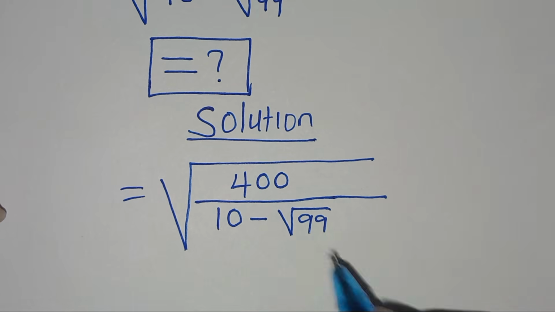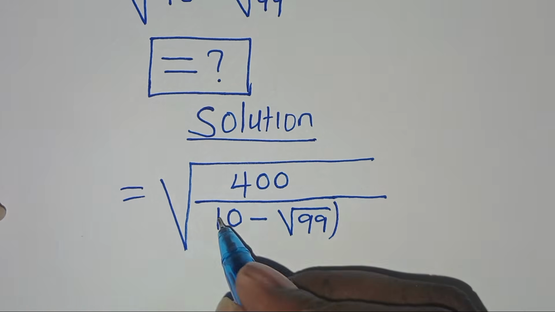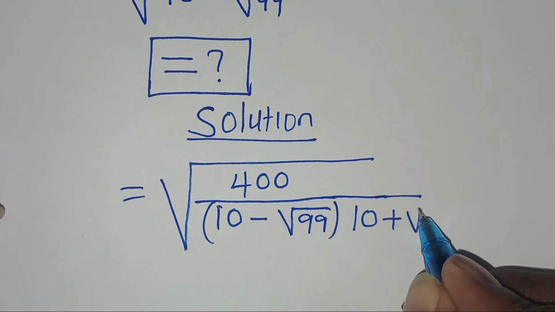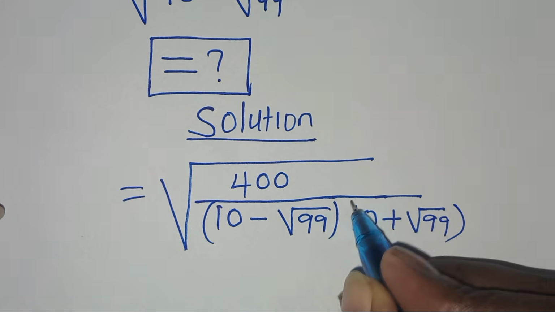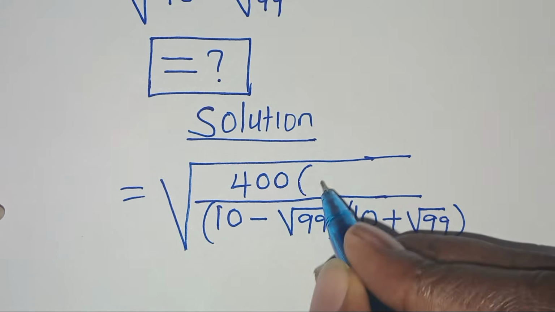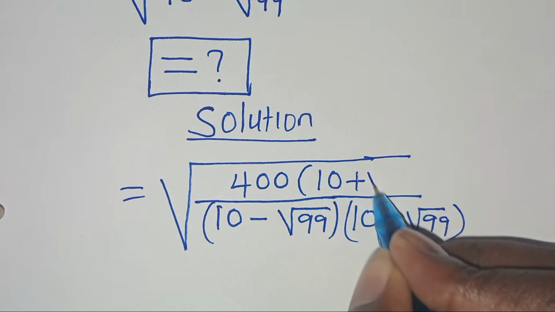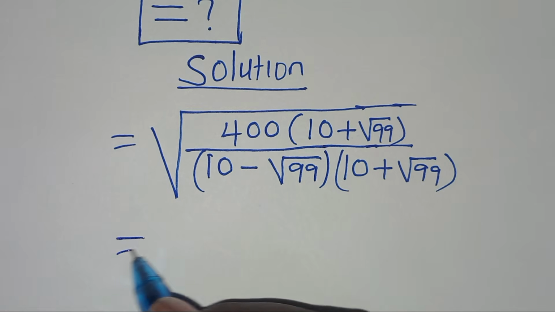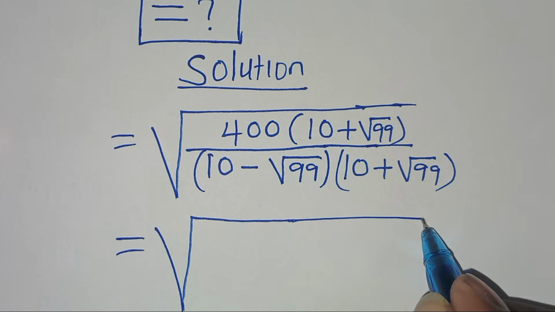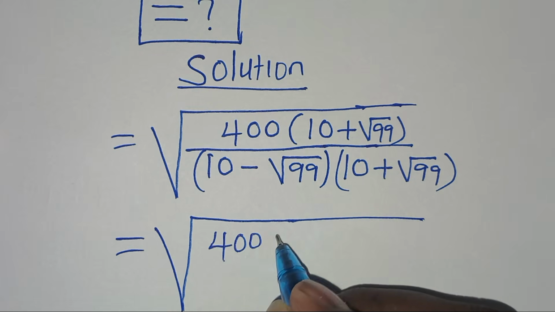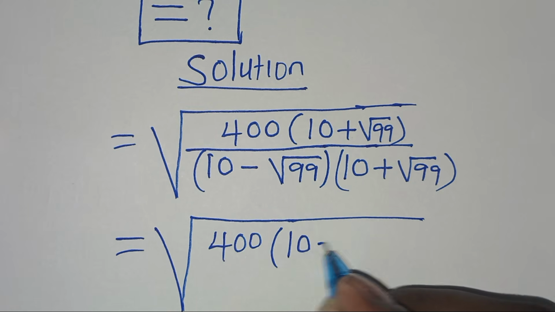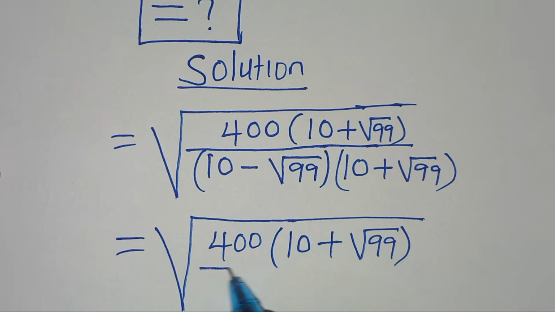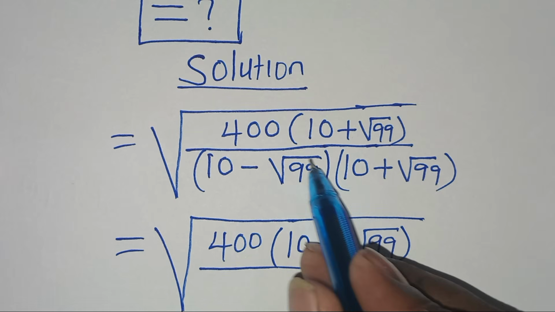The first step is to rationalize the denominator here. Let's introduce a conjugate, which is 10 plus the square root of 99. Let's also multiply the numerator by the conjugate, 10 plus the square root of 99. So this means that here we have the square root of 400 multiplied by 10 plus the square root of 99, divided by 10 minus root 99.